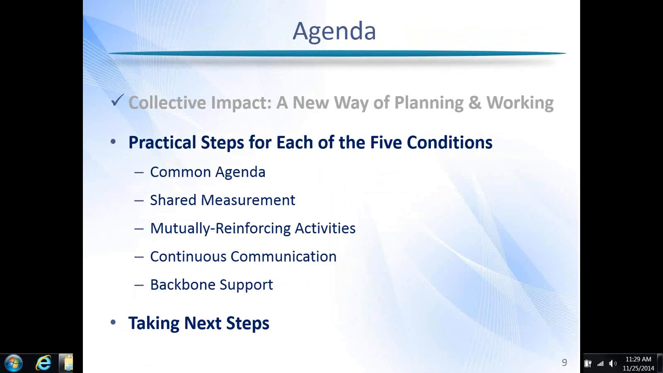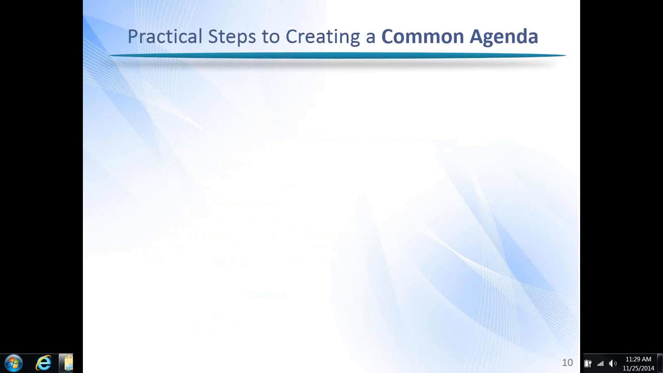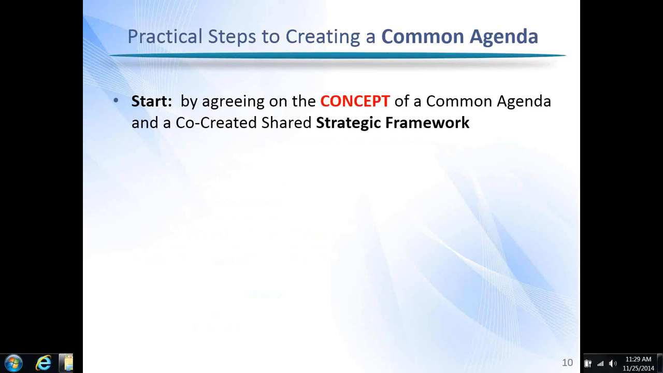So with that background, let's take a look at each of these 5 conditions and some practical steps. The first thing we recommend when creating a common agenda is to start by getting the various stakeholders to agree on the concept of a common agenda. Before you start to say what is our agenda and what are we going to be doing, agree that it's better to have a shared agenda that you've co-created and that it's going to be a framework. That's better than everyone just doing separate things and then kind of going their own separate ways.